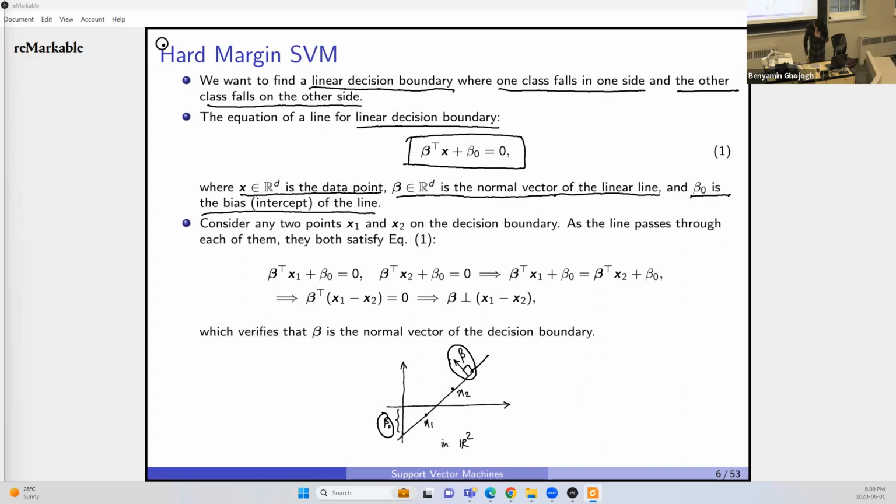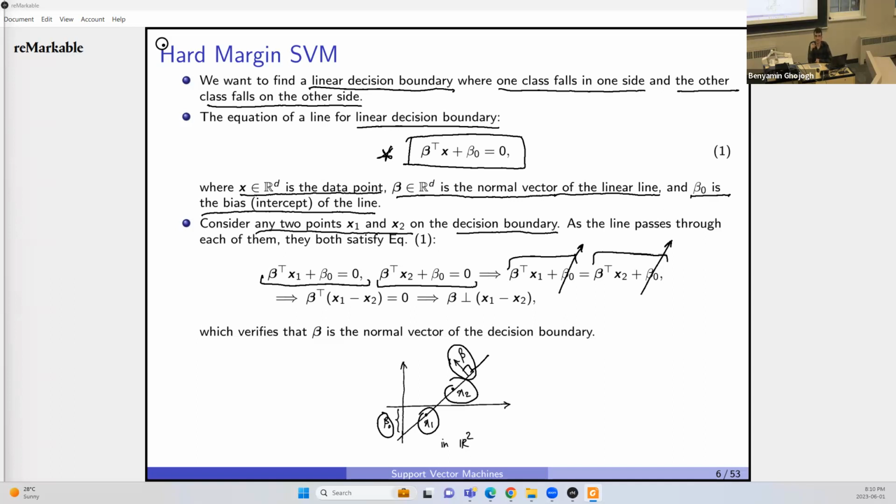Consider any two points, x1 and x2, on the decision boundary, like what we have here. As the line passes through each of them, they both should satisfy equation one, which is the equation of the decision boundary. So we have this, and we have this, right? Then, as they are both equal to zero, they are equal to each other too. So now I rearrange this. These two beta zeros cancel each other.